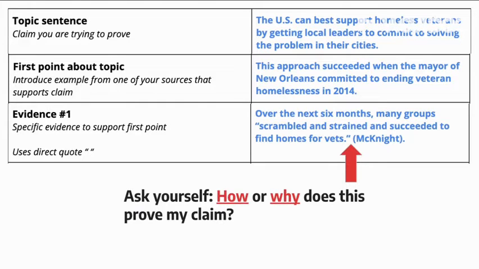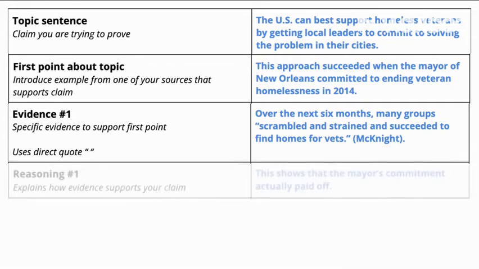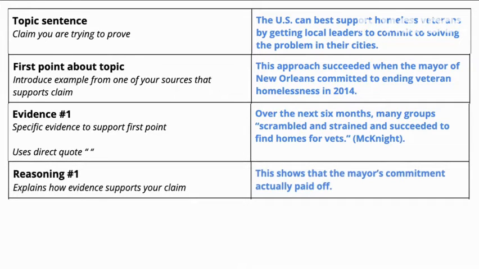In other words, how does the New Orleans example support the idea that local leaders can commit to solving the problems in their cities? So, in order to explain that, my reasoning is that it shows that the mayor's commitment actually paid off. He didn't just say he was going to do it and then nothing happened. He committed to solving the problem and then the problem was solved. So that directly supports my claim that homeless veterans could get more support if local leaders commit to solving the problem.